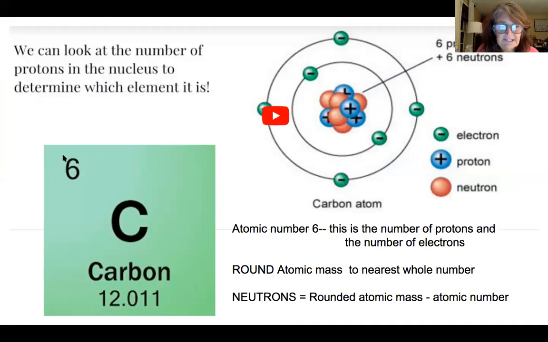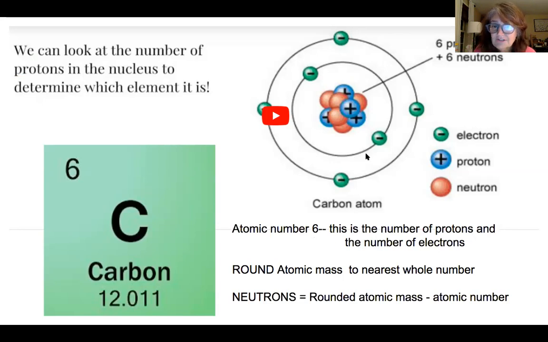This number 6 is what we call the atomic number. And what the atomic number tells us is the number of protons in the nucleus. Protons are positive. And so inside of this nucleus are 6 protons. If we have 6 protons, we have to have 6 electrons. We have the same number of positive charge protons as we do negative charge electrons.